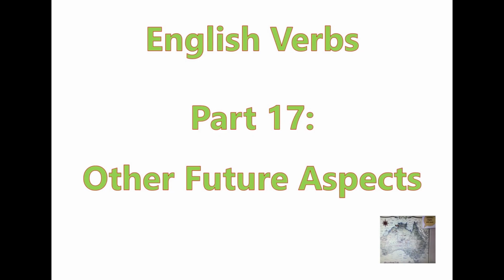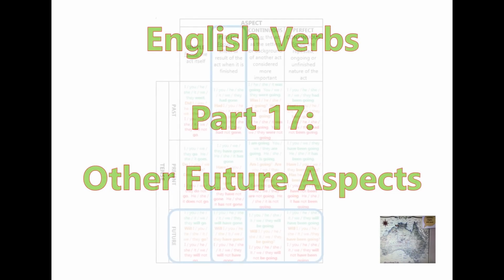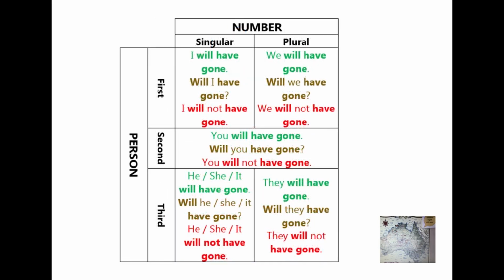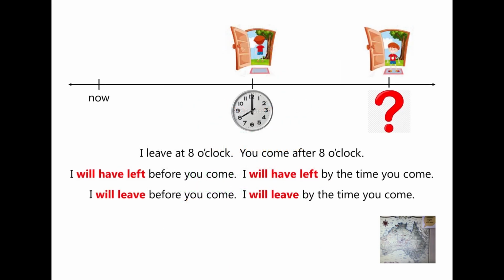English verbs. Other future aspects. The future perfect uses will or won't, then have, and the past participle. It names acts which happen between the time of speaking and a given future time.